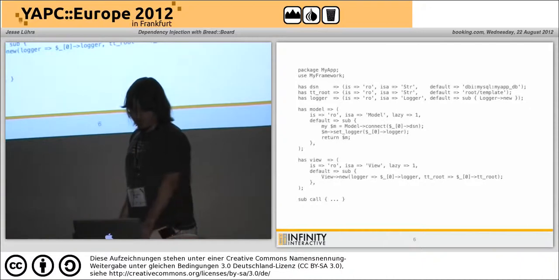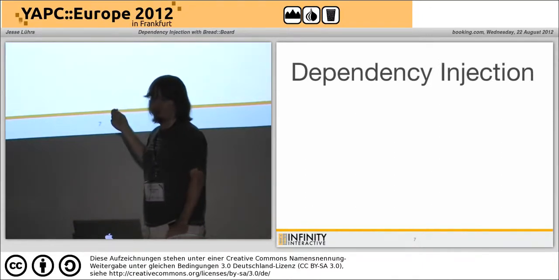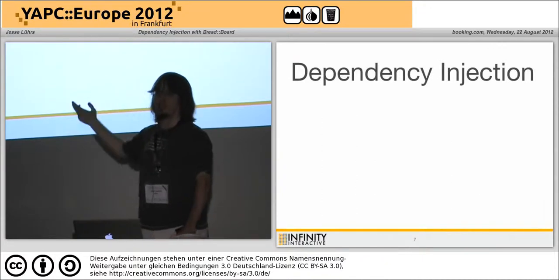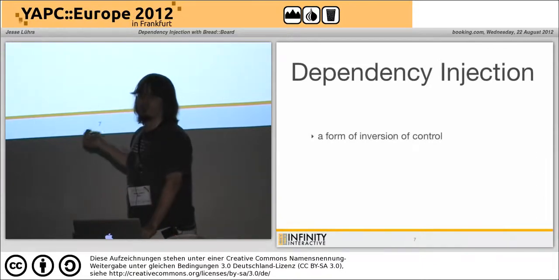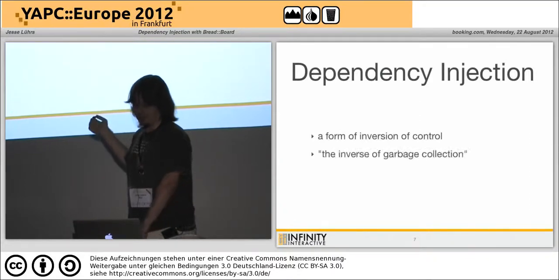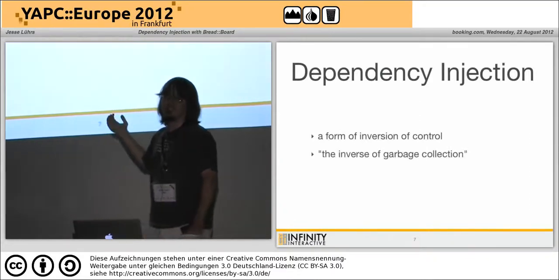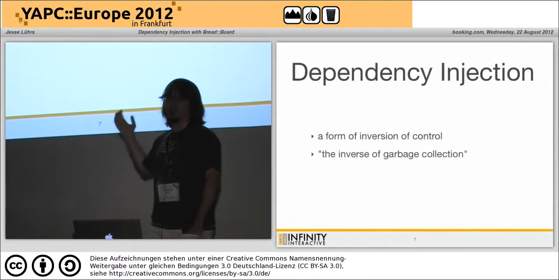And so the solution here is dependency injection. It provides a solution for handling all of the passing around of all of this data. So dependency injection is a form of inversion of control. It basically takes control of your application, and you provide information to tell it how to configure things. It's referred to as the inverse of garbage collection sometimes. Basically, garbage collection handles how your objects are destroyed. You don't have to think about that at all.